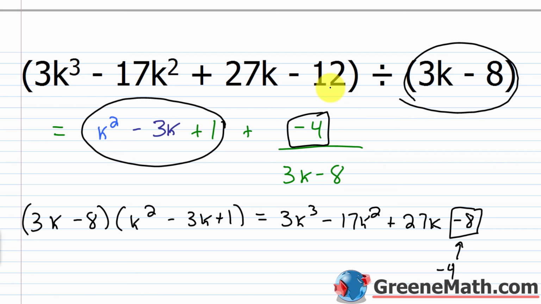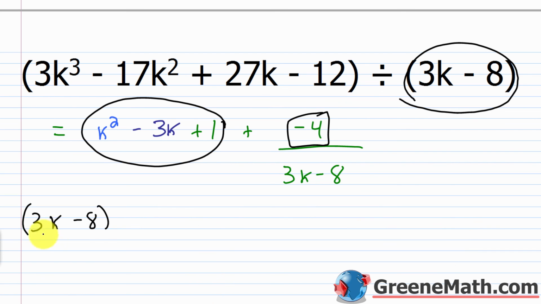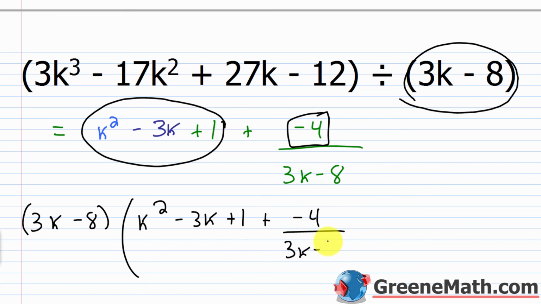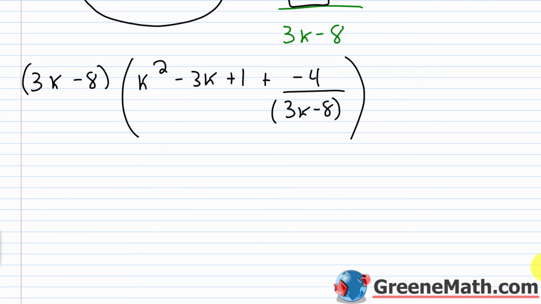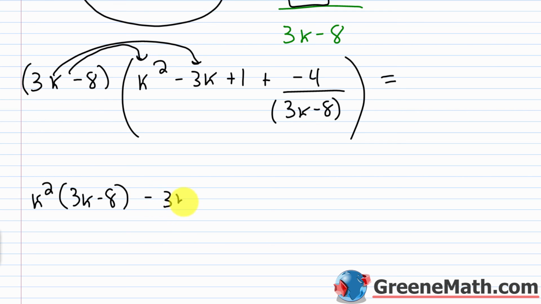Now let me show you the other way. So you could also multiply 3k minus 8 times this whole thing. K squared minus 3k plus 1 plus negative 4 over 3k minus 8. Let me just kind of do this a different way. Let me go, we'll have k squared times 3k minus 8, right? I'm just distributing this to each term. And then I'll have negative 3k, or I could put plus negative 3k like that, times 3k minus 8. And then we'll distribute this again. So we'd have 1 times 3k minus 8. That's just 3k minus 8.